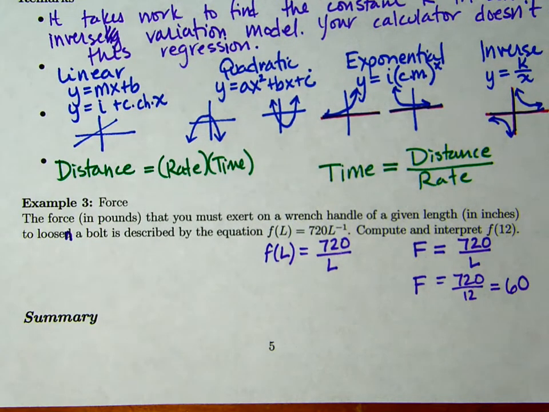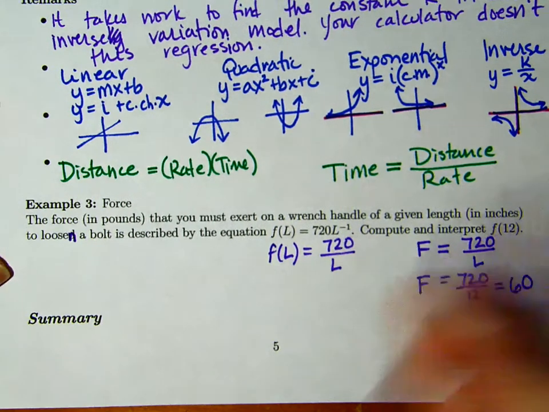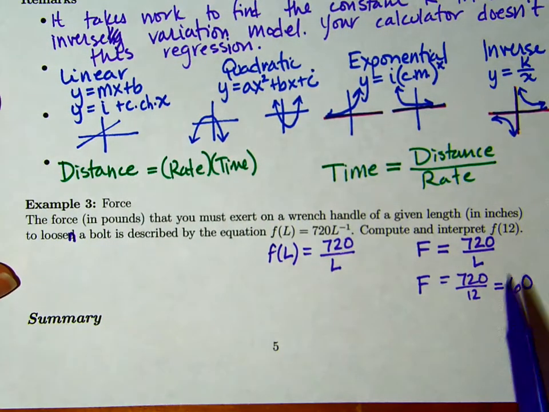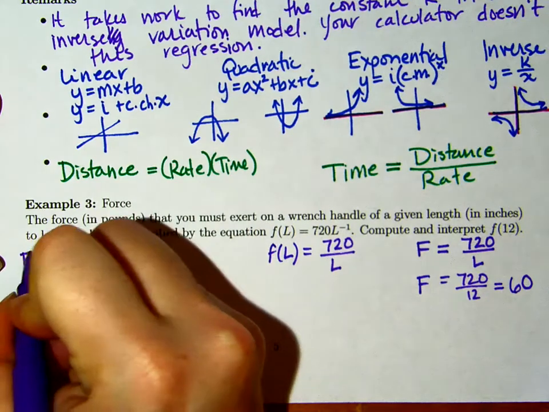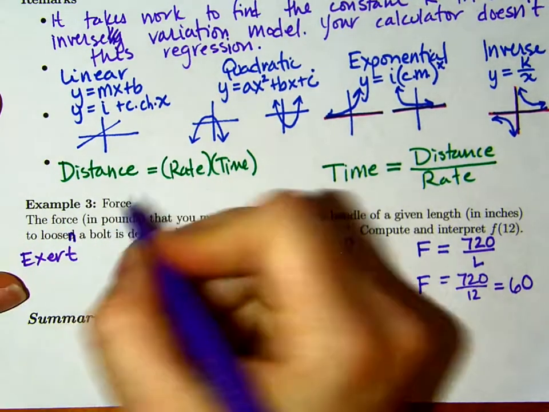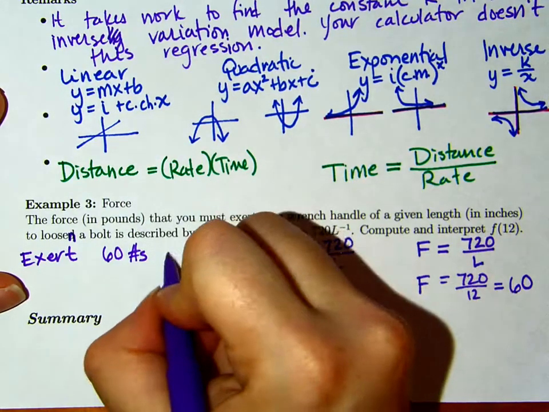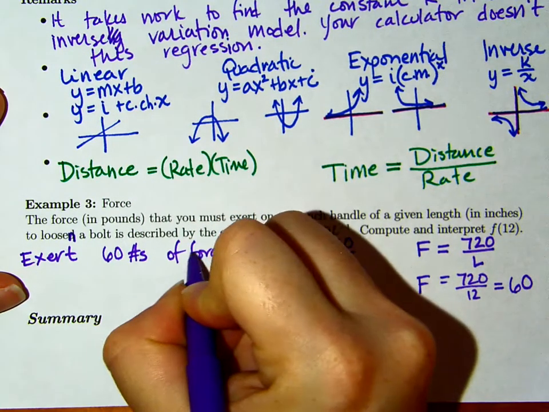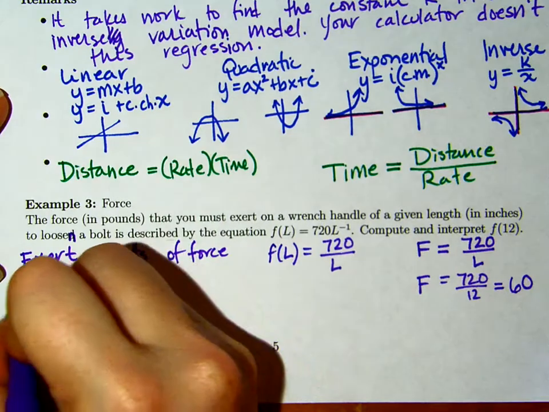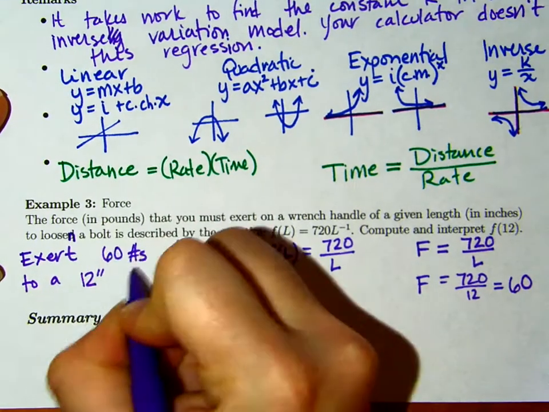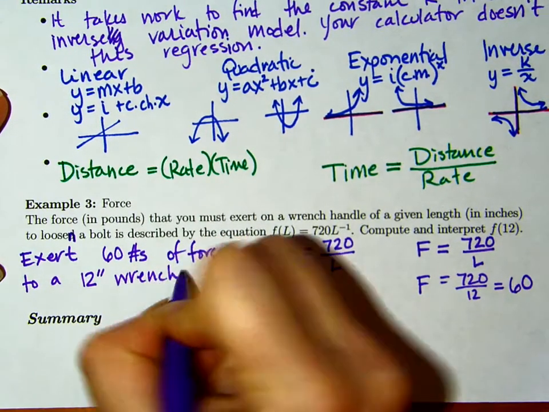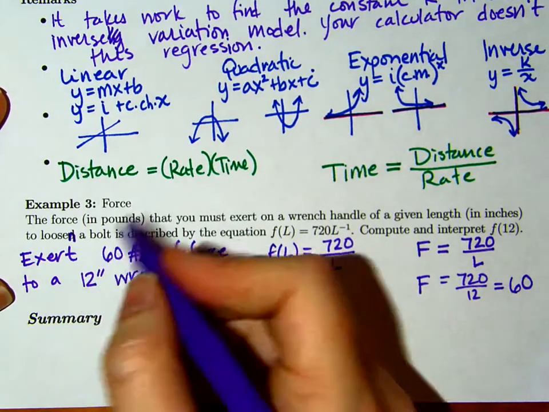Okay, and so how would we interpret this? Well, you need to exert 60 pounds of force to a 12-inch wrench to loosen the bolt.